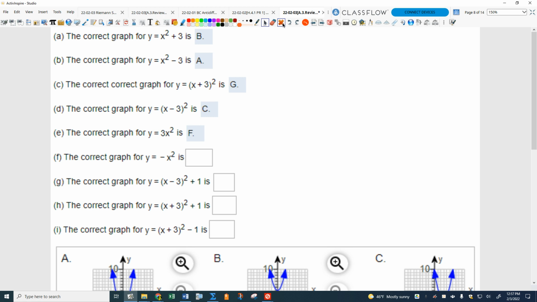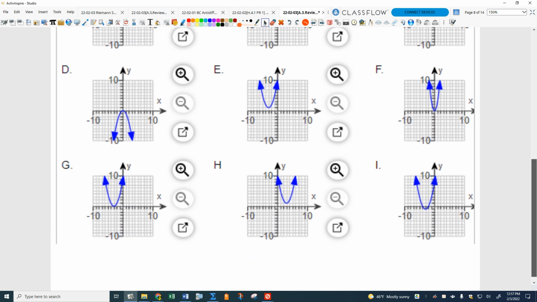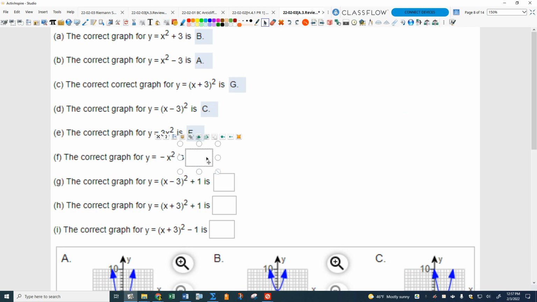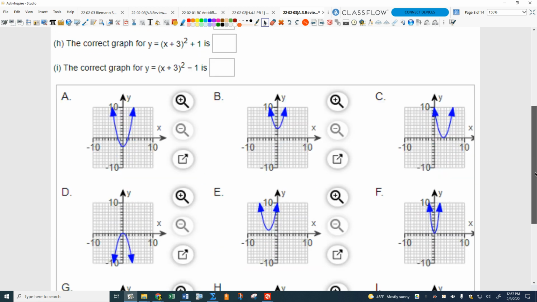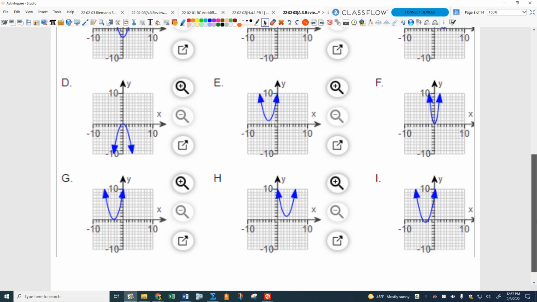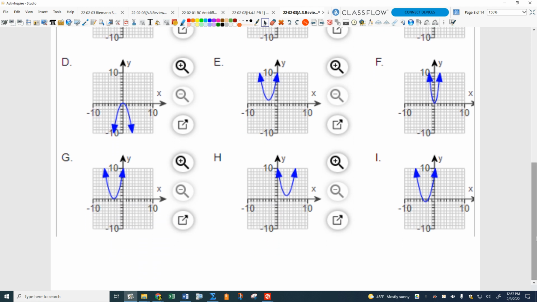How about this guy? What's that one doing? -1, so over 1 and up -1. Ah, it's reflected. Up -1, so down 1. So which one we got? D. How about this guy? 2 things going on. Okay, yeah, so we got right 3 and up 1. Where's that guy? H, it looks like. Right 3, up 1.